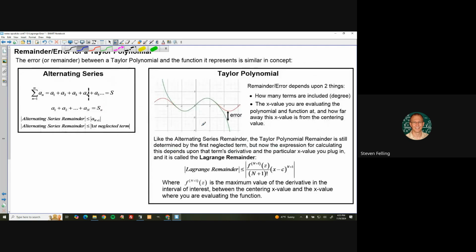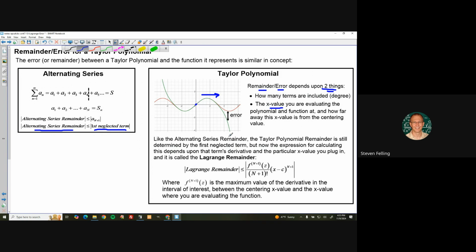All right. So something similar happens with Taylor polynomials, right? So we have the idea that the alternating series remainder is less than the first neglected term, the first one that you don't include in your truncated series. For the Taylor polynomial, the error, or the remainder, depends on two things. It depends on how many terms are included, so it's going to have the same idea that it's based on the first neglected term, but it also depends on which x value you're evaluating at, because the error is 0 at the centering value, and no matter how many terms you include, the further away you go from that, the larger the error is. So there's two things that it depends on: how far away the x is from the centering value, and also how many terms are included.